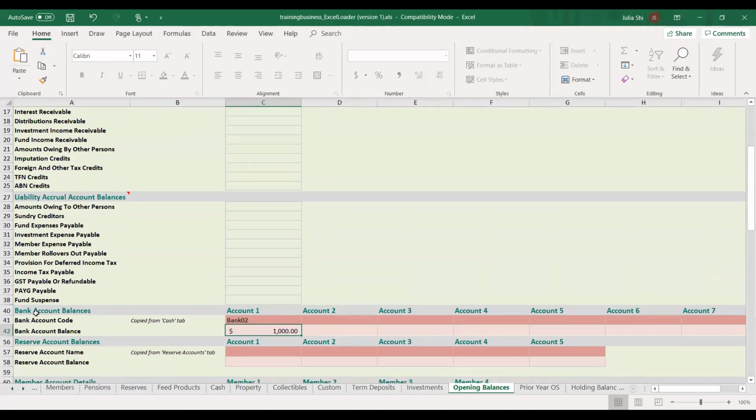From the opening balance, going down to the bank account balances, enter the bank account balance into this field. Normally this value is the 30th of June retranslated balance. You can find this balance from the prior statement of financial position.